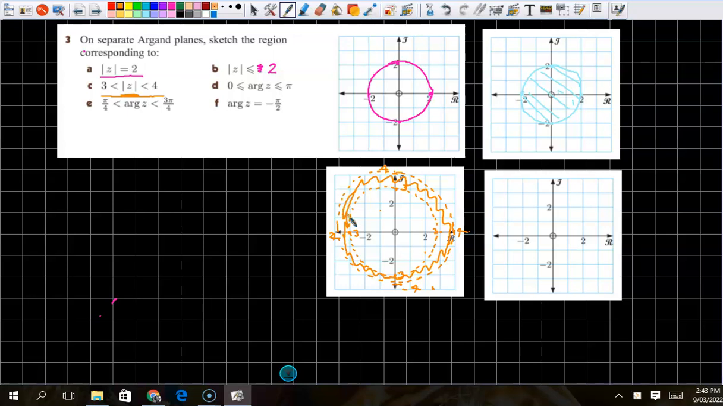Okay, so now, are we getting the gist of this, peeps? Remember, what did arg mean? The angle, the argument, yep. So if it's saying it's between 0 and pi, what does that mean? Well done, labelling. Nice, nice.